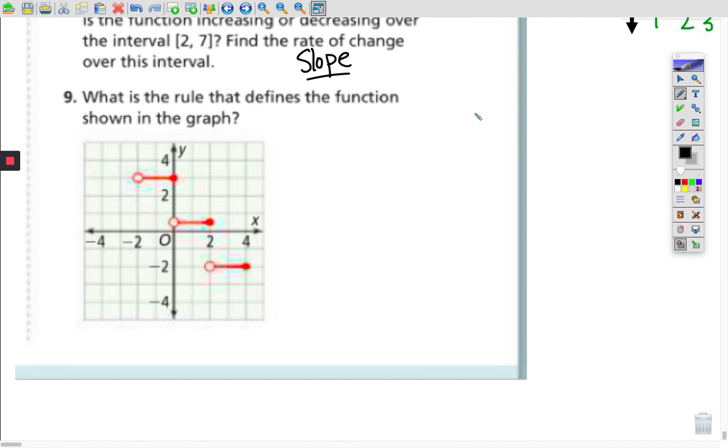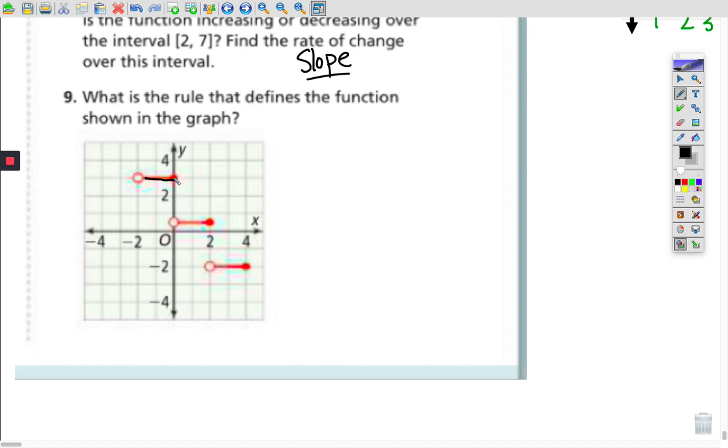All right, and then number 9. What is the rule that defines the function shown on the graph? Remember, that's where we took all of your sections and put them in the stat edit and tried to figure out what the equation is. But this one, we're going to make it just a little bit easier on ourselves. We're going to start with this first section. What does y equal right here?